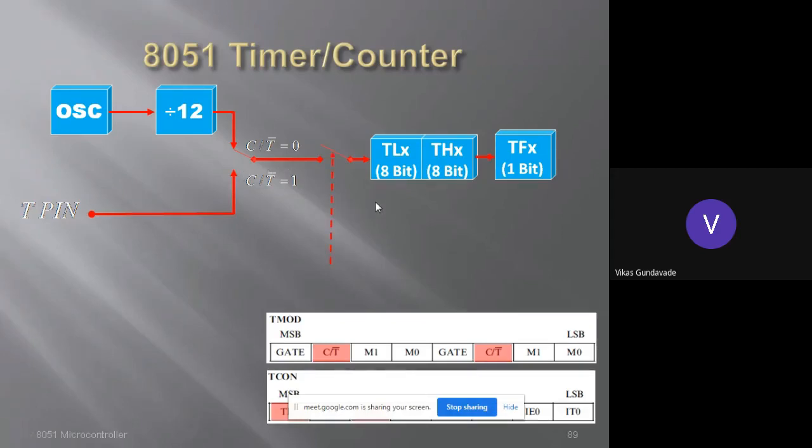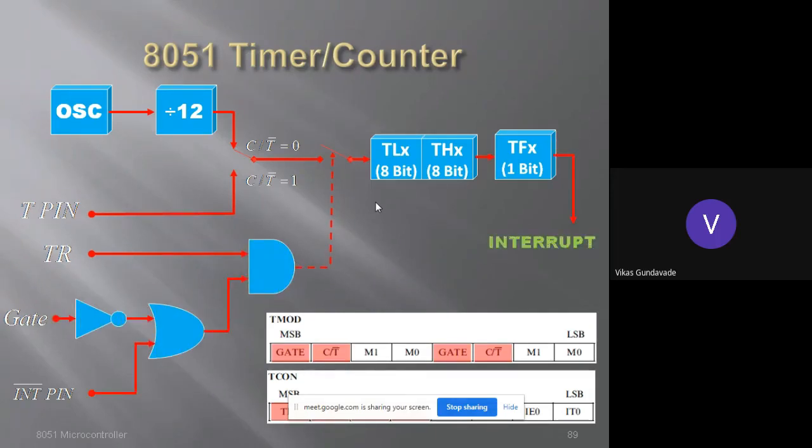Okay. Now, the next one is when we are using the timer, we need to keep the gate bit as 0 and the interrupt pin as 0. Okay, then and only then will that particular timer get enabled. Now, what is gate? This gate, which is used for the timer, is to set whether to start the timer or to stop the timer.